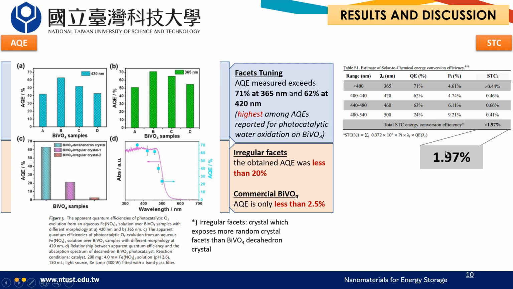Also, the solar to chemical energy conversion efficiency, or STC, is calculated to be 1.97% according to the measured AQE under different wavelengths.